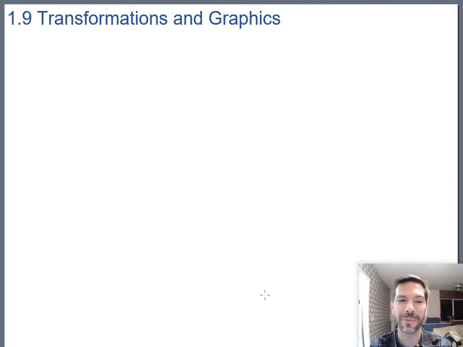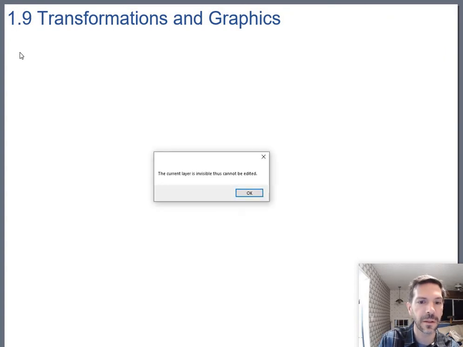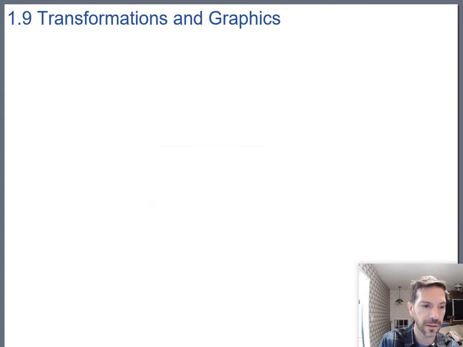So in 1.9, we're looking at the idea of a linear transformation, which we've already introduced ourselves to, and how it applies to the idea of computer graphics. So before we really dive into that, let me give you a quick reminder of how matrix multiplication works.